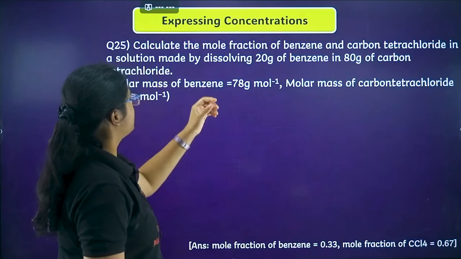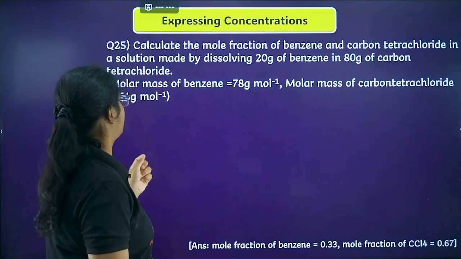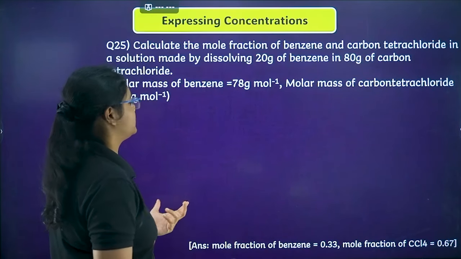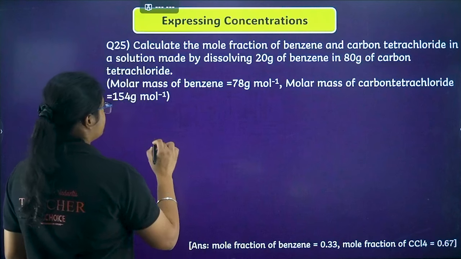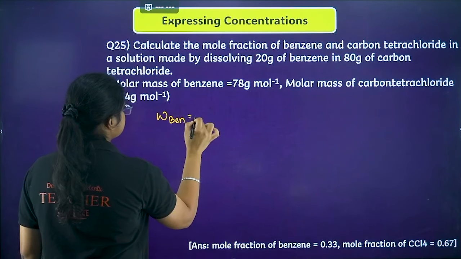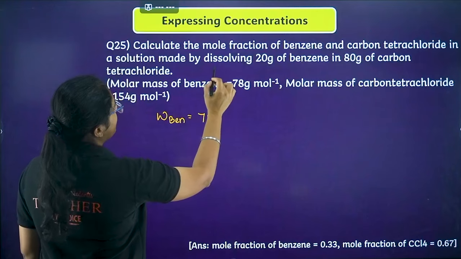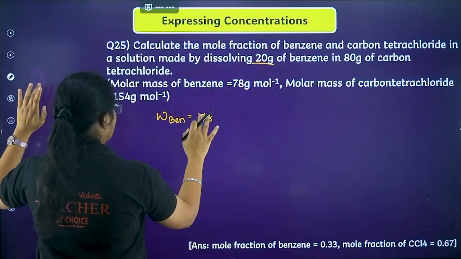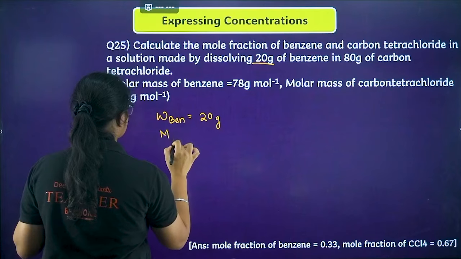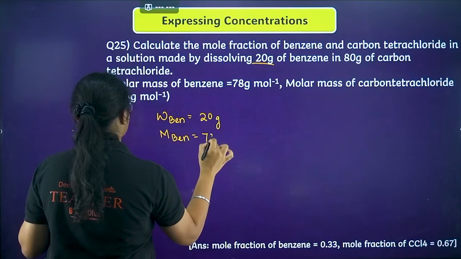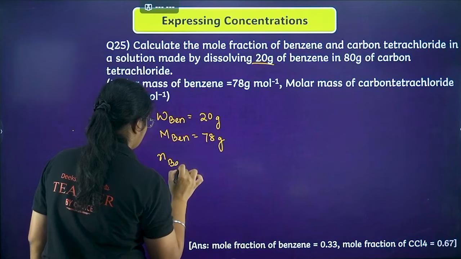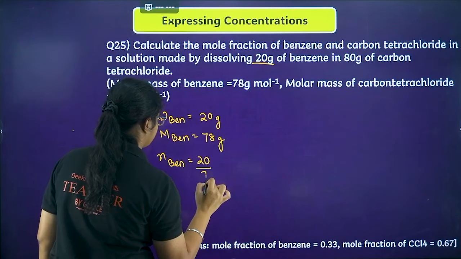Calculate the mole fraction of benzene and carbon tetrachloride in a solution made by dissolving 20 gram of benzene and 80 gram of carbon tetrachloride. This is a very simple question. You have to calculate the mole fraction of benzene. So first let us write down all the given values. What is the mass of benzene? 20 gram of benzene, right? And what is the molar mass of benzene here? You have 78 gram per mole. Now what is the number of moles of benzene? That is equal to 20 by 78.